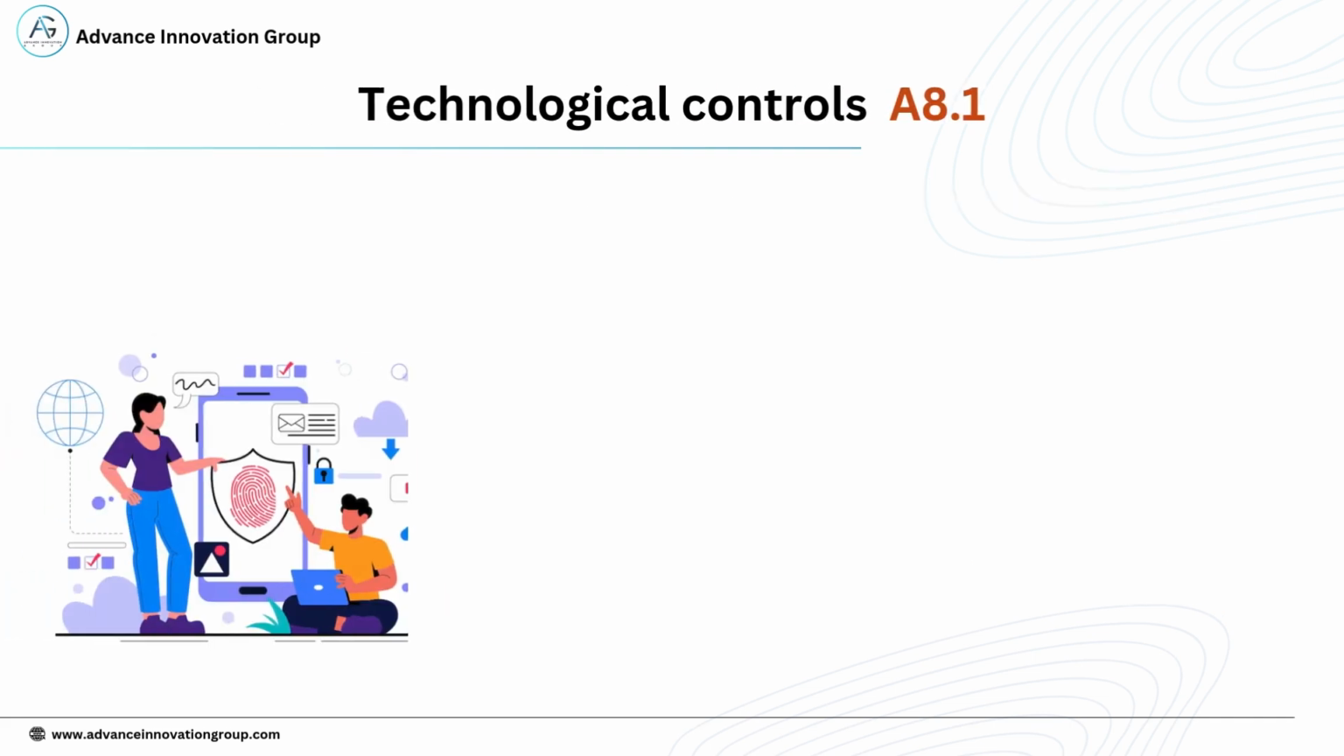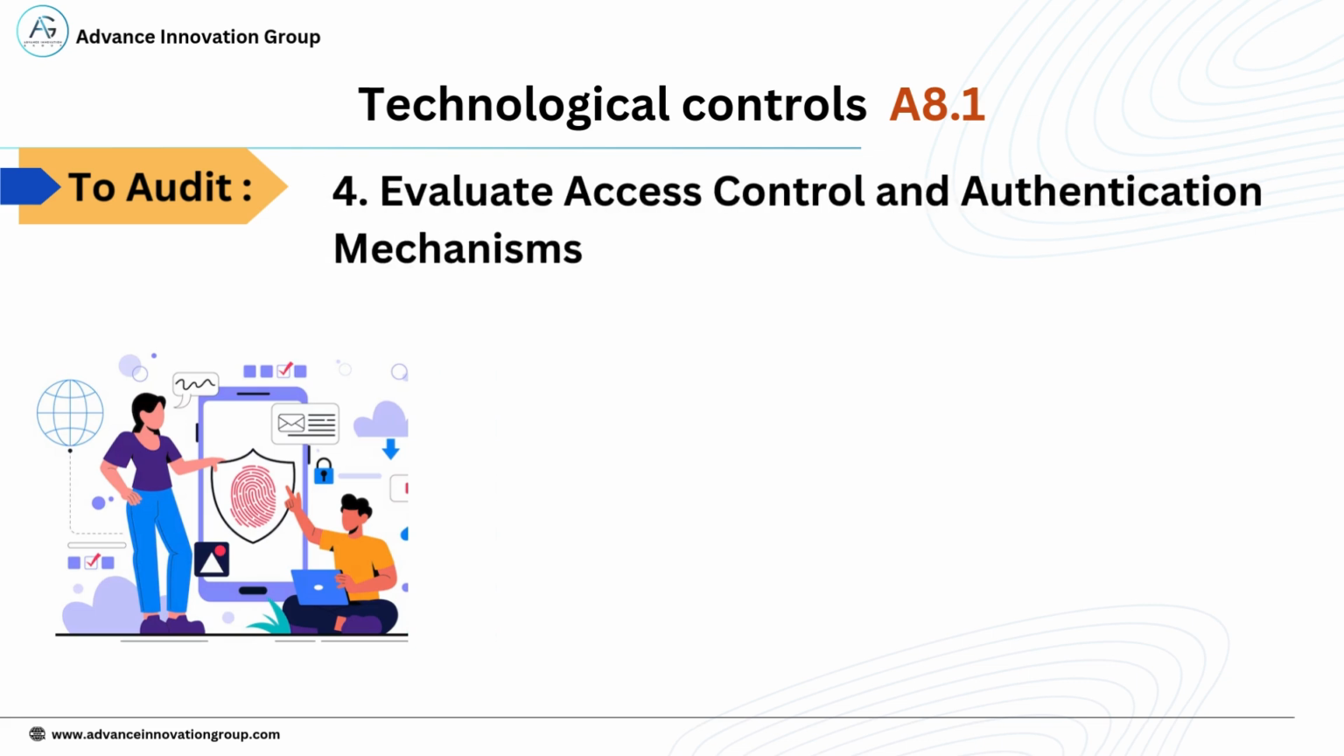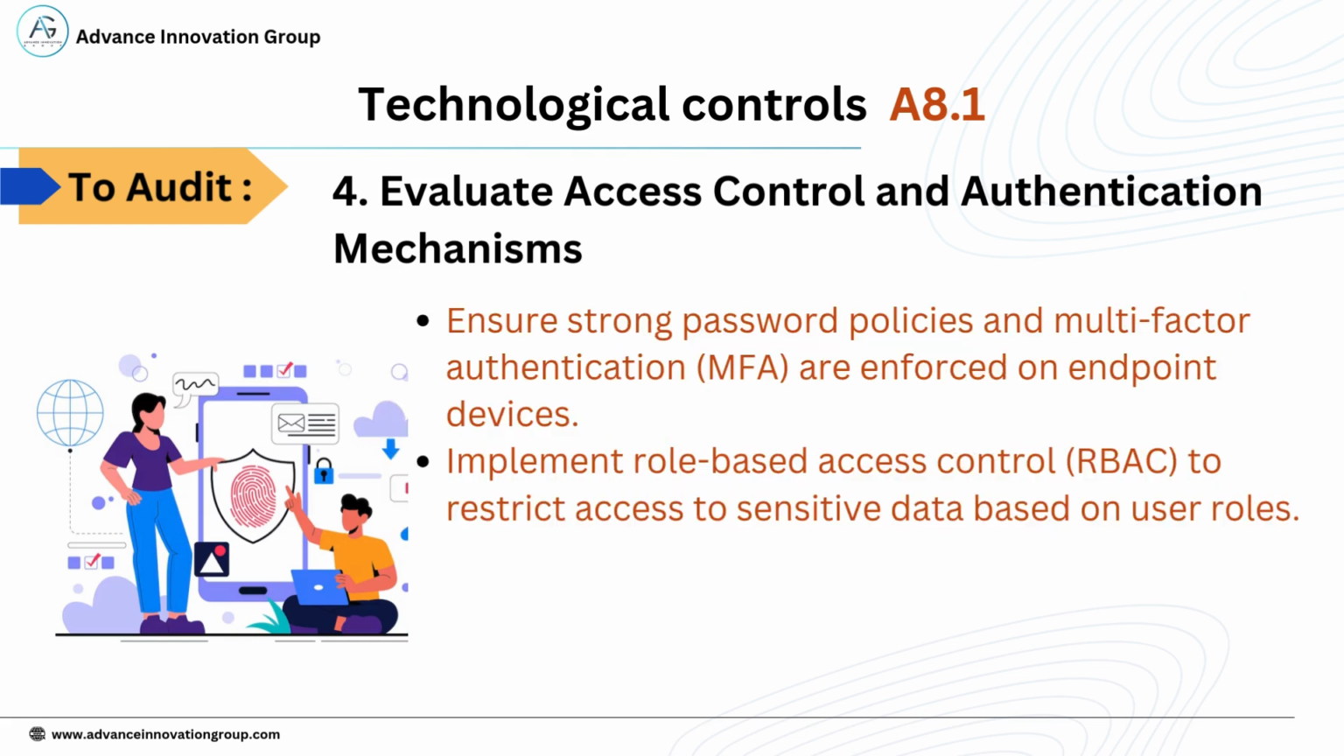Technological controls A8.1. To audit, fourth, evaluate access control and authentication mechanisms. Ensure strong password policies and multi-factor authentication, MFA, are enforced on endpoint devices. Implement role-based access control, RBAC, to restrict access to sensitive data based on user roles.